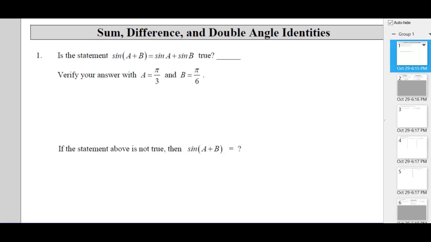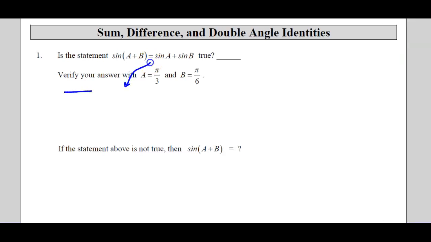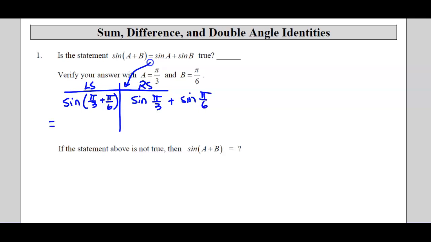So the best way to check is to take two angles and evaluate it, right? So let's take this and we're going to verify this. Left side and right side. So sine of pi over 3 plus pi over 6, is it going to be equal to sine of pi over 3 plus sine of pi over 6? So this we do inside the brackets first, and then take the sine. The other side, we take the sine of each angle.